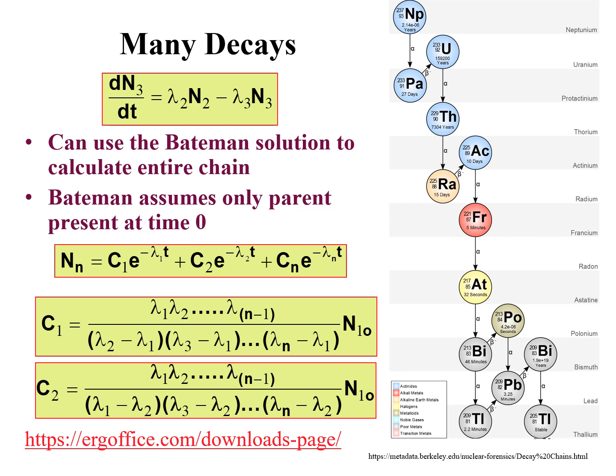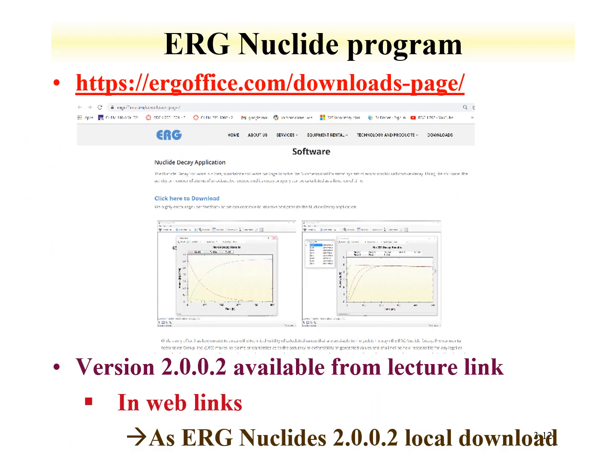Another way to do this is to get a Bateman solver. There are Bateman solvers available. One of these programs that solves isotope growth and decay will be presented and can be found at this website. And if we go to this website, you'll see a page. Click here to download the program. It'll ask you for some information, and then you can download the program.